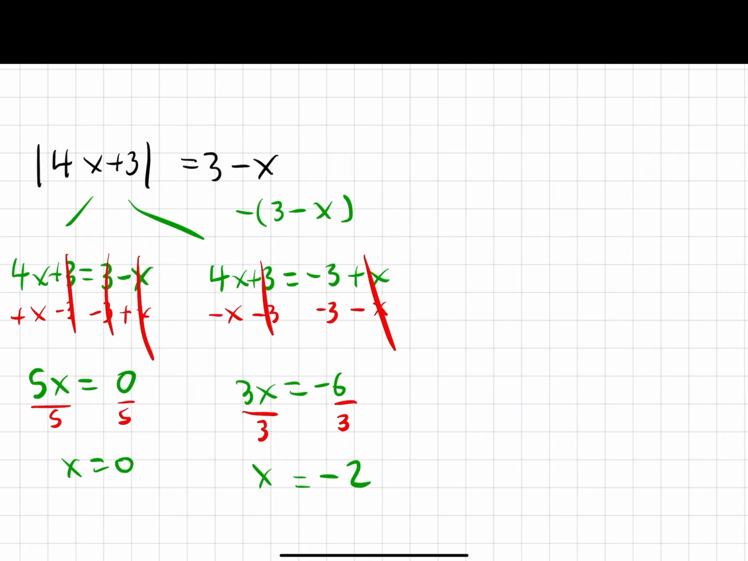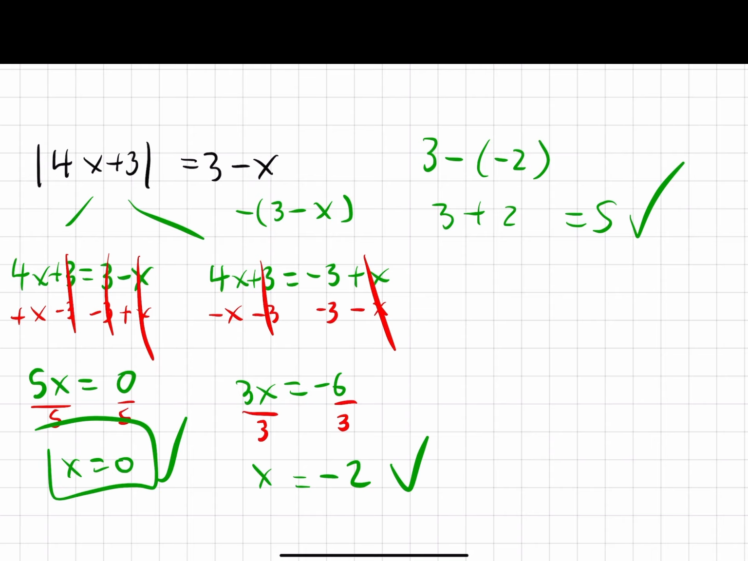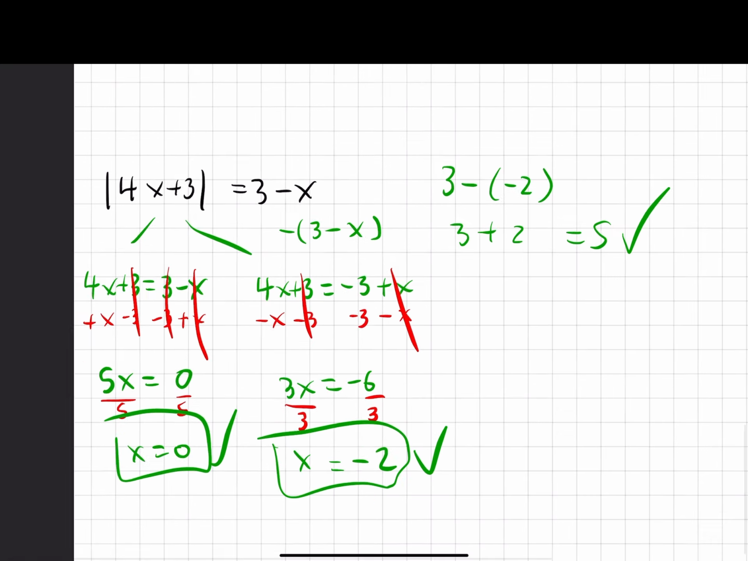So let's see, are both of these answers okay, or is one of them false, or are both of them false? If I plug in 0, 3 minus 0 is 3. 3 is a positive number. This one's good. X is negative 2. Let's see. 3 minus a negative 2 looks like 3 plus 2, which is 5, another positive number. So both of these actually work. Even though we had a variable on both sides of the equation, we still got two solutions.